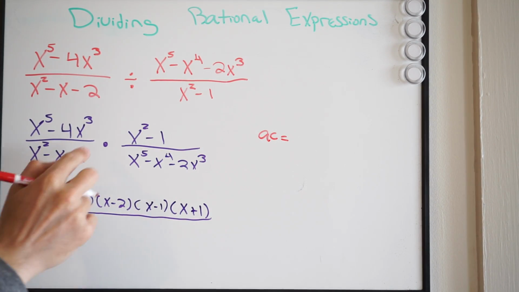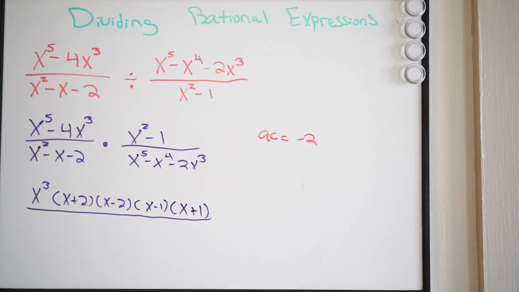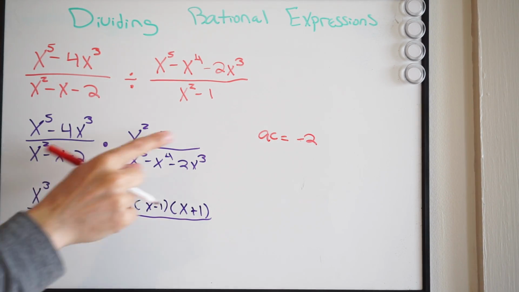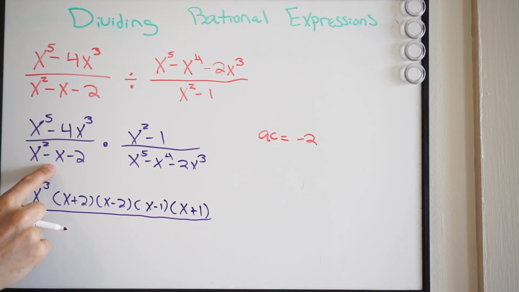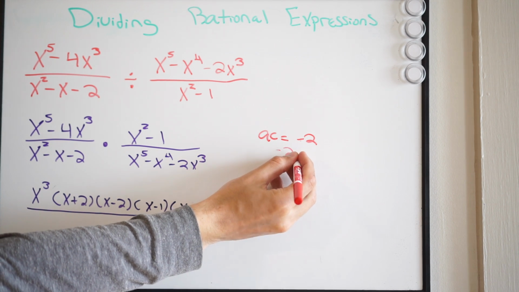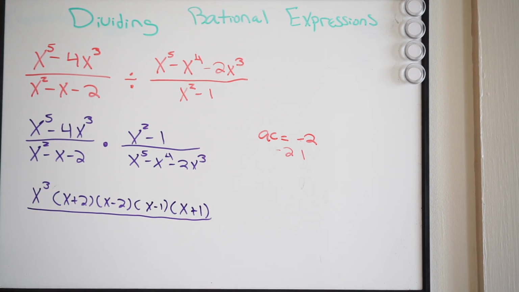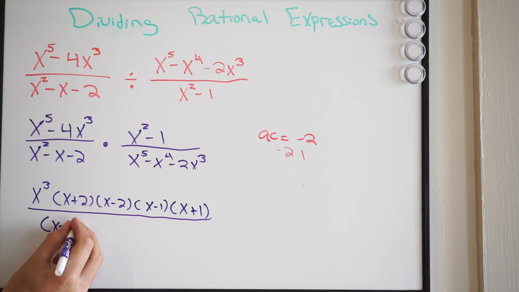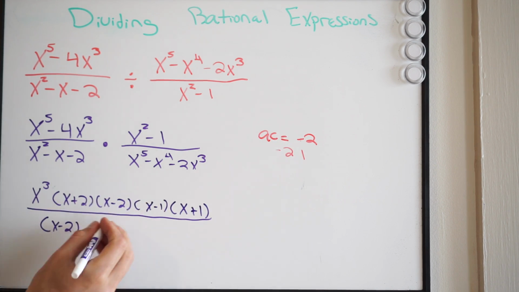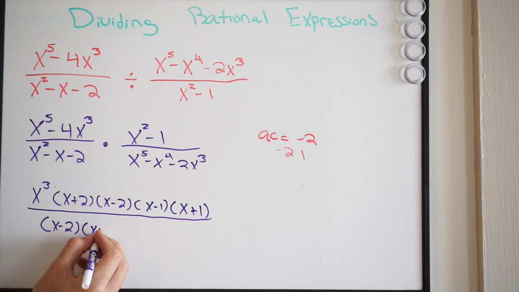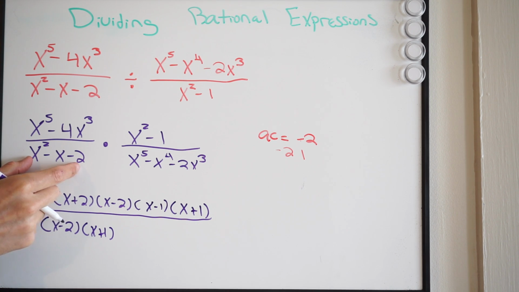A times c is going to be negative 2. What two numbers when I multiply are going to be negative 2 but add up to negative 1? That'll be negative 2 and 1. My a value is equal to 1, so I can put it right into factored form. So we're going to have here x minus 2. I'm grabbing these right here. And then x plus 1. This is now completely factored.